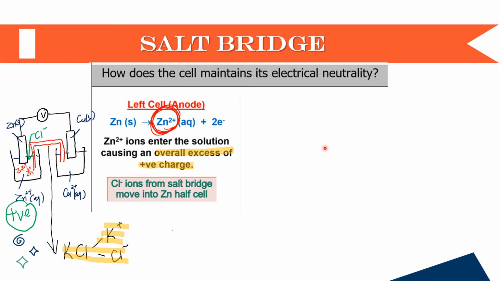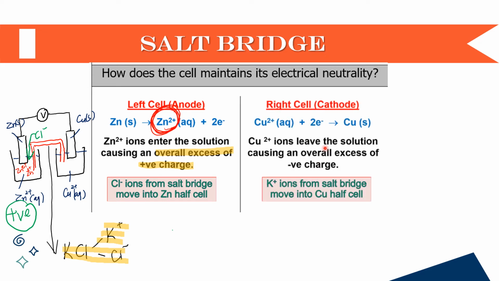What happened to the right cell, our cathode? Inside the cathode, copper 2 plus will accept electrons to produce copper solid. So what happened over here is we have our copper 2 plus. This copper 2 plus will undergo reduction. It will accept electrons and become copper solid. So the concentration of copper 2 plus will decrease.